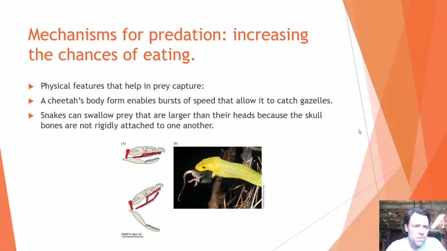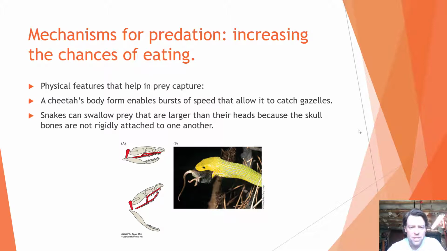And then there are other mechanisms, of course. There are physical features that help capture the prey. And those can be body shapes, or for example, cheetahs' bodies enable them to have high bursts of speed to catch gazelles, which are also similarly shaped. And then snakes can swallow prey that are larger than their heads because their skull bones are not rigidly attached to one another as most other vertebrates' are.